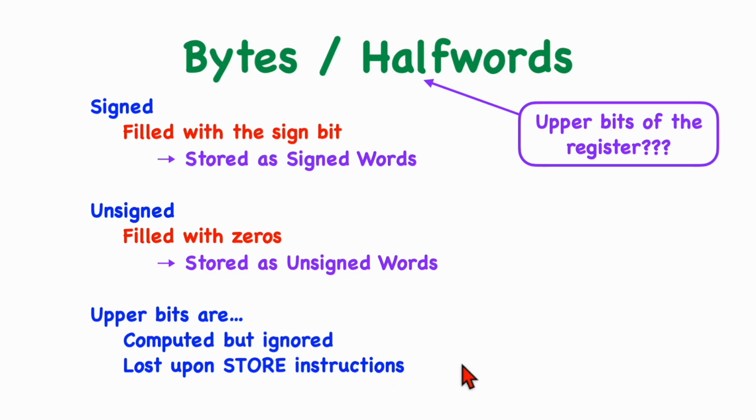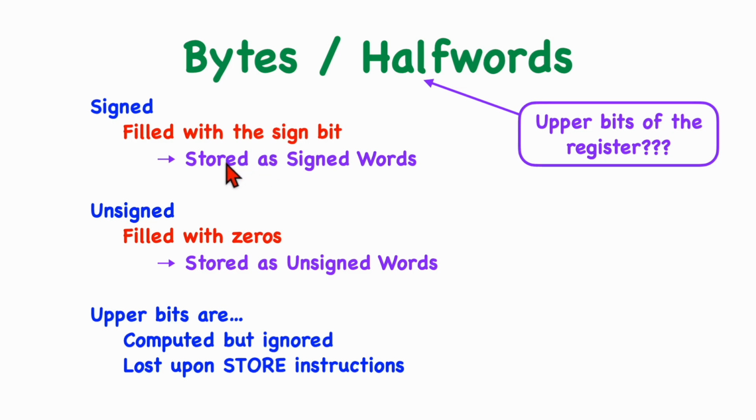But sometimes we want to convert the size of a value. For example, if you have a byte-sized integer and you want to store it into a word-sized variable, then that works just fine. If it's a signed value, then the upper bits are filled with the signed bit, and those would be stored into the upper 3 bytes of the 4-byte word in memory.